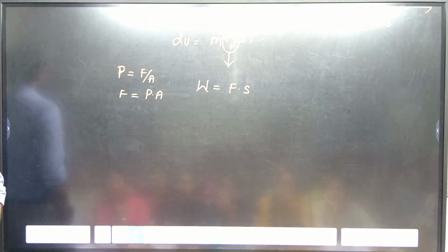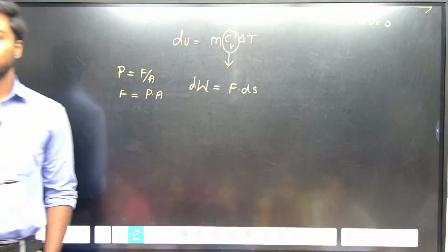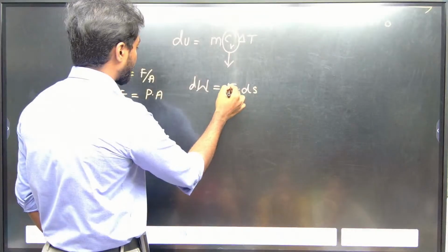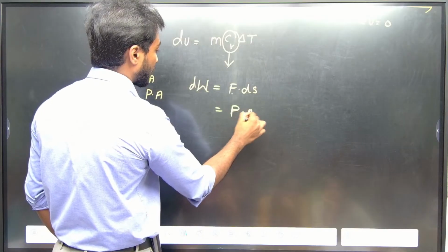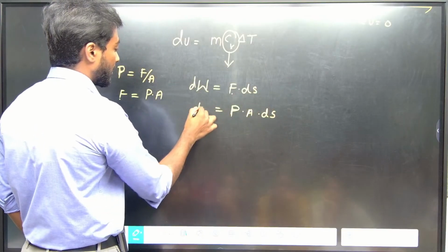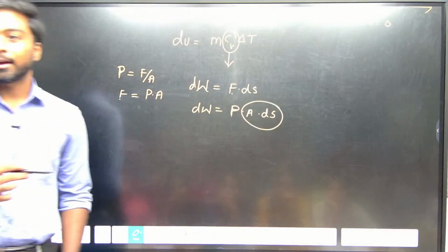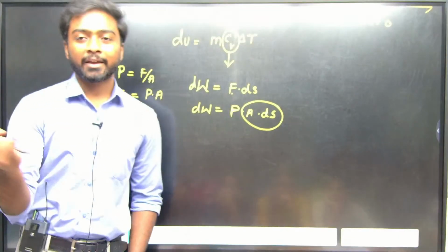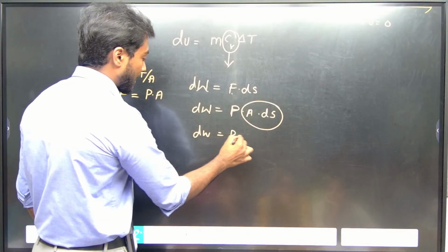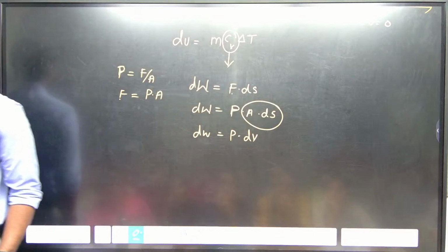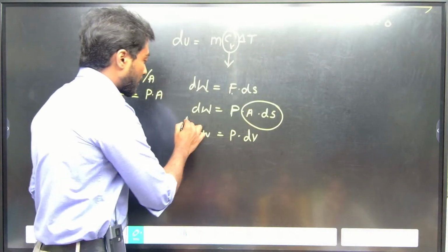W is equal to F dot S or X, whatever it is. For small work done, a small displacement will be there. Correct? So can I write the force in terms of pressure and area here? P dot A into ds. So this is dW. What is area and the displacement combinedly called? Area into length is nothing but volume. So dW will be equal to P times dV. This is the formula for the work done.